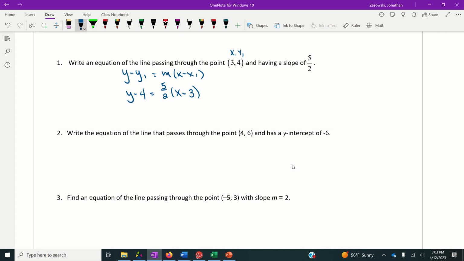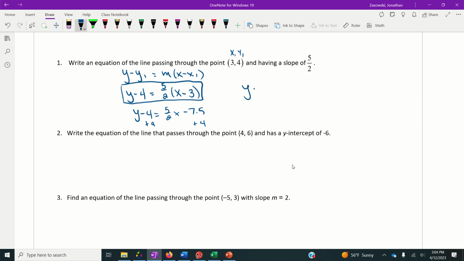If you wanted to distribute through, you could. So we would get y minus 4 equals 5 over 2x, and then 15 over 2 is going to be negative 7.5, and then we'll add 4 to both sides. And this is only if you needed to get it into slope-intercept form, y equals mx plus b form, would we have to do this.